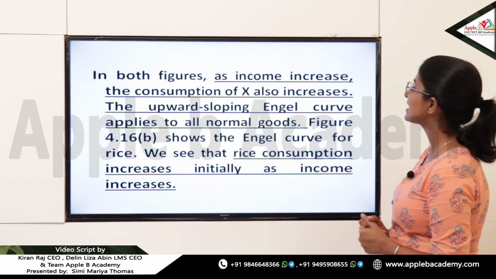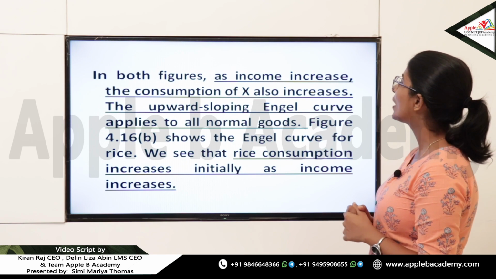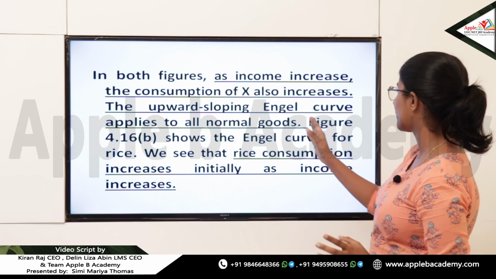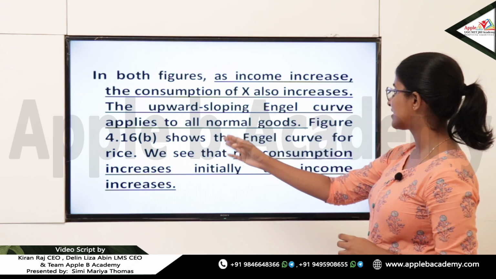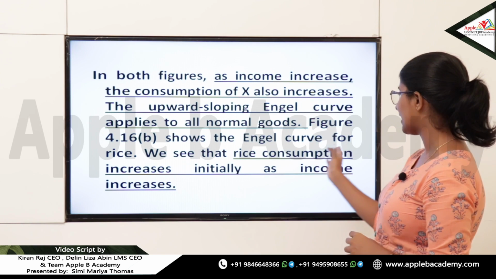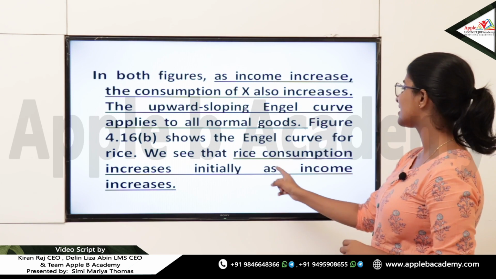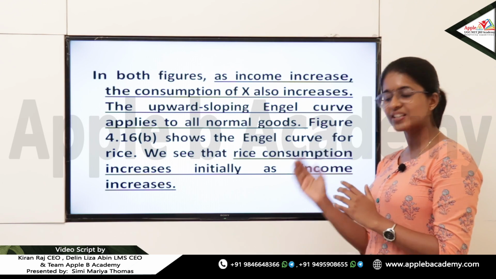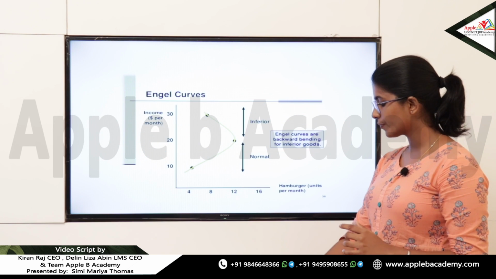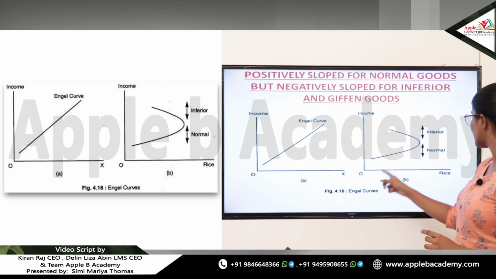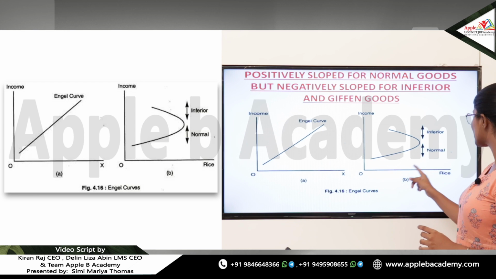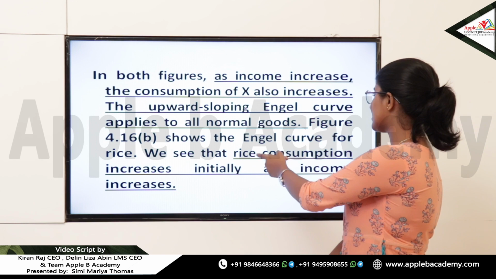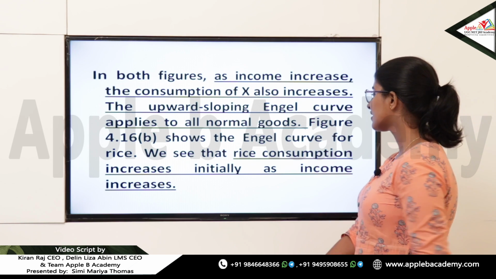In both the figures, as income increases, the consumption of X also increases, and the upward sloping Engel curve applies to all normal goods. Figure 4.16B shows the Engel curve for rice. We see that rice consumption increases initially as income increases. So we have seen that the consumption of rice was increasing with the increase in income. That is being shown here.